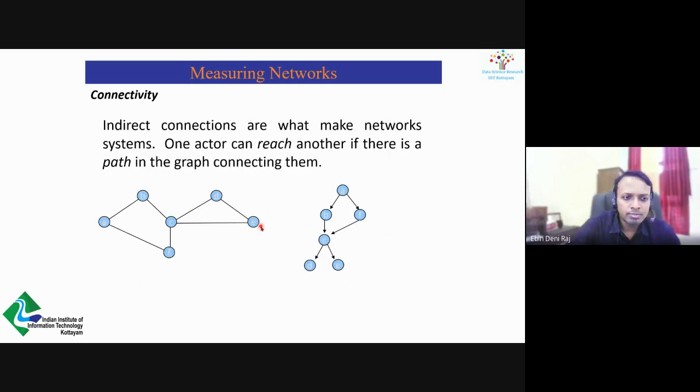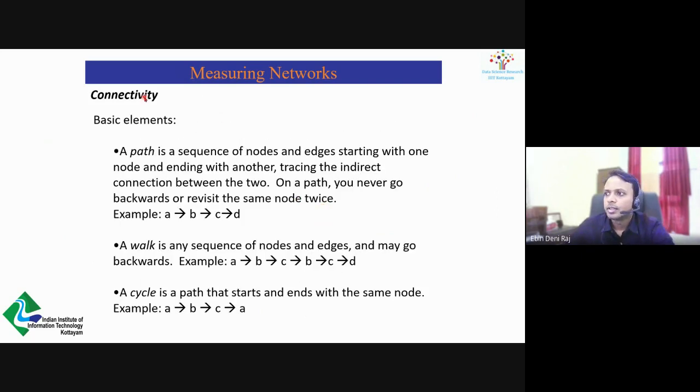So I'm just showing one more example on the right hand side. So usually connectivity has some basic elements, which means that you have a path, which is a sequence of nodes and edges starting with one node and ending with another one. You may have a source node and a destination node, and a sequence of nodes and edges through which you can reach the other node.